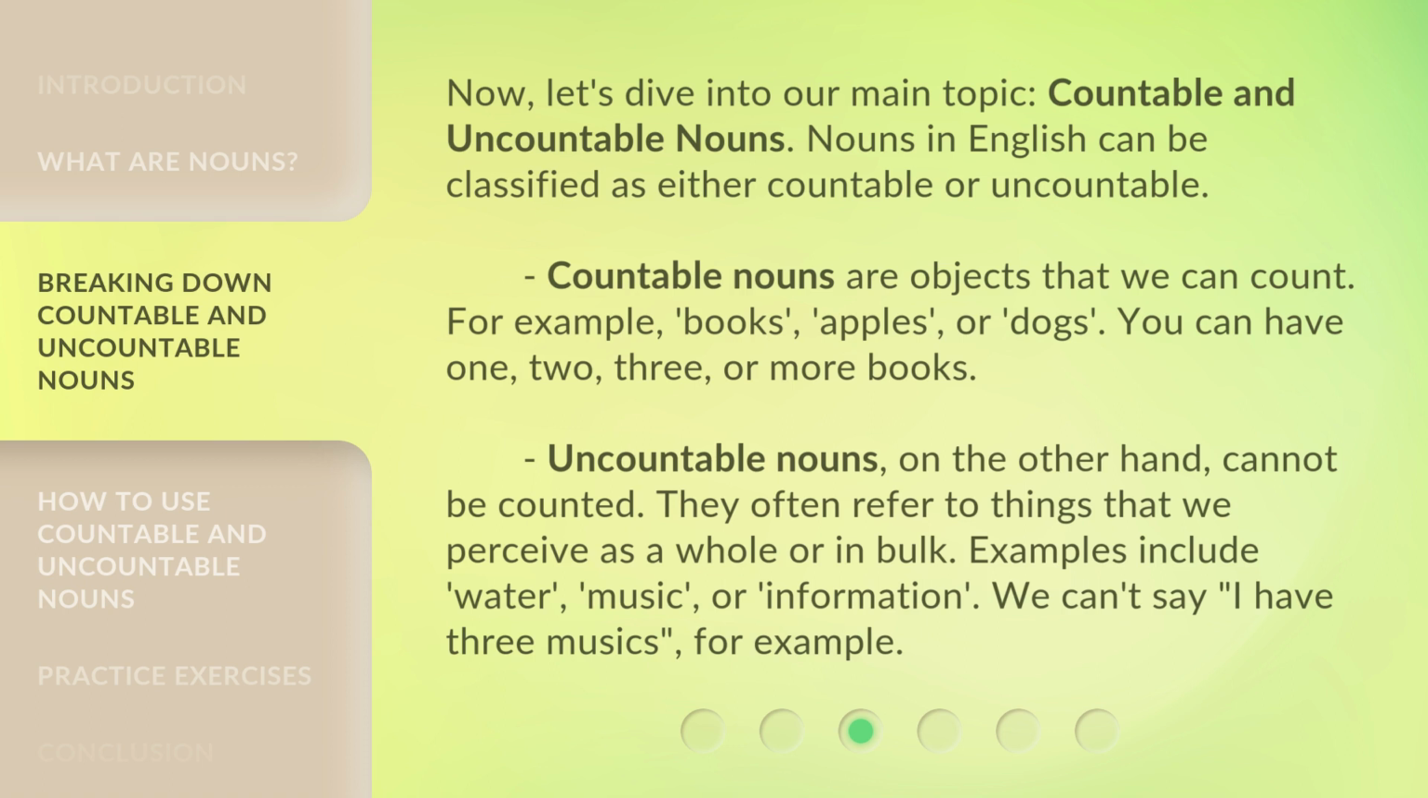Uncountable nouns, on the other hand, cannot be counted. They often refer to things that we perceive as a whole or in bulk. Examples include water, music, or information. We can't say, I have 3 musics, for example.